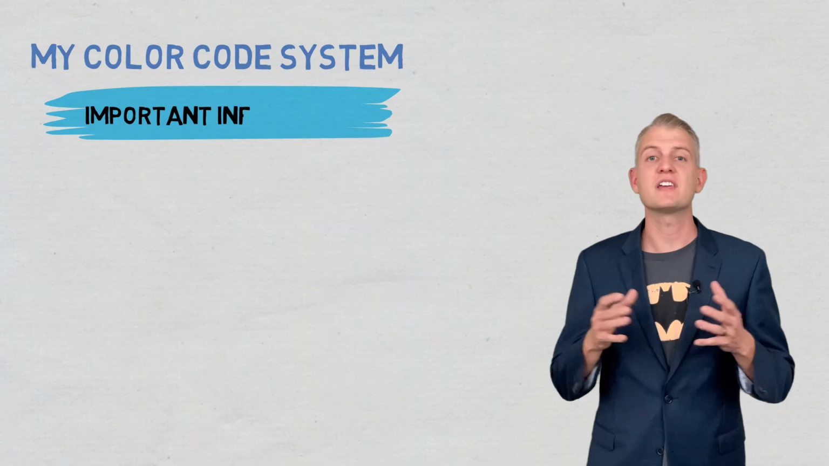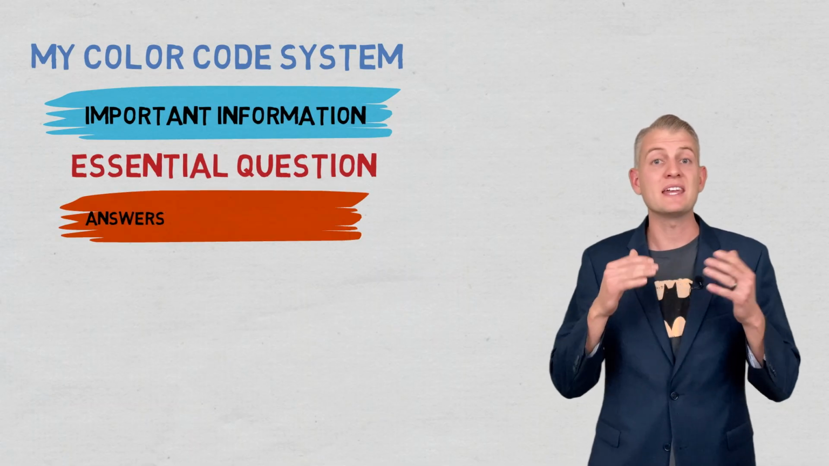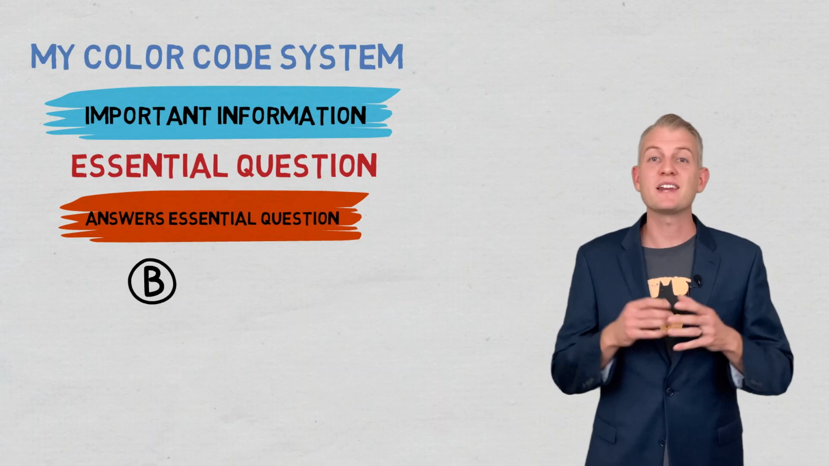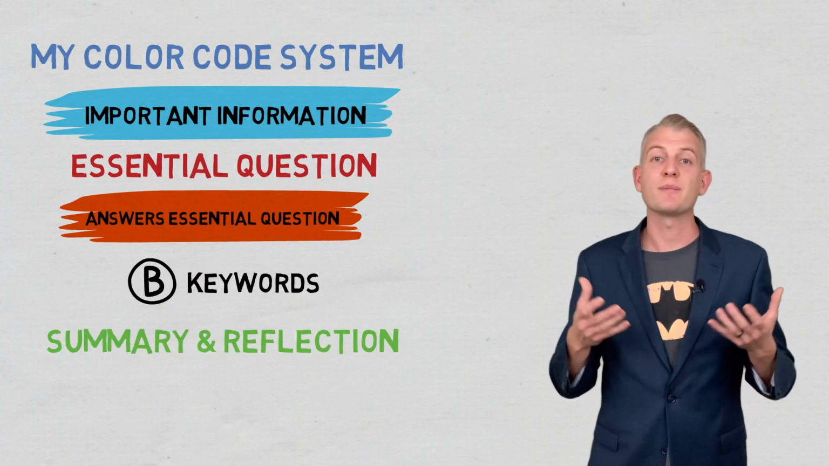After I take notes, I highlight any important information in blue. I write my essential question in red, and then I highlight in red any information that directly relates or answers the essential question. If I define any keywords, I bold the text. My summary and reflection will be in green, and then my questions in pink.